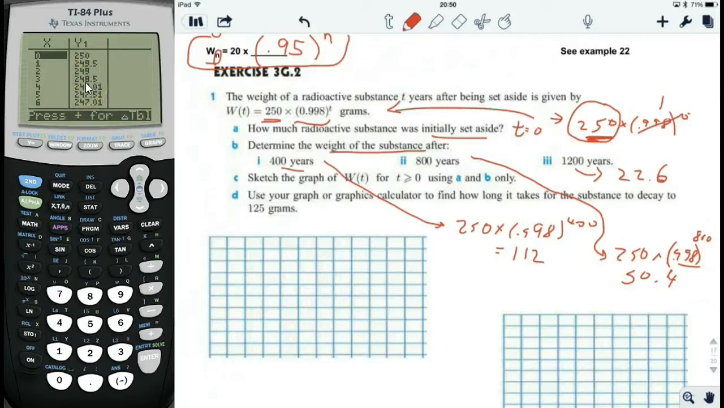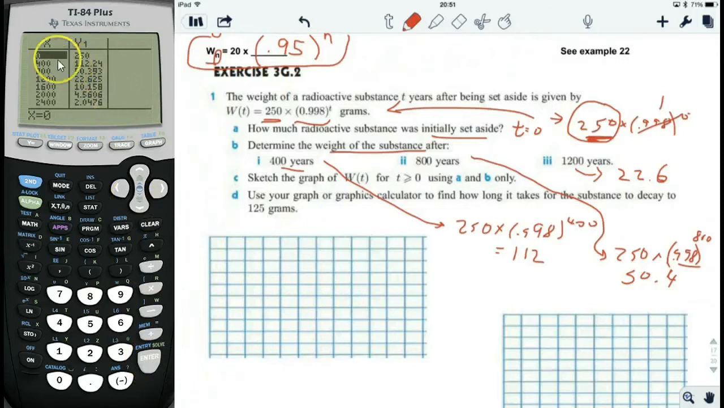Now, for example, if I want to see what the y value is for t equals 400, I could do that just by going down here, but that would take a long time, right? Because I would have to do that 400 times. So I'm going to change the step size to 400, because then in the x values I would see 0, 400, 800, 1200, which is exactly what I want here. So I'm going to change the step size by pressing plus. And then it gives me the opportunity to change the step size. I'm going to change the step size to 400.